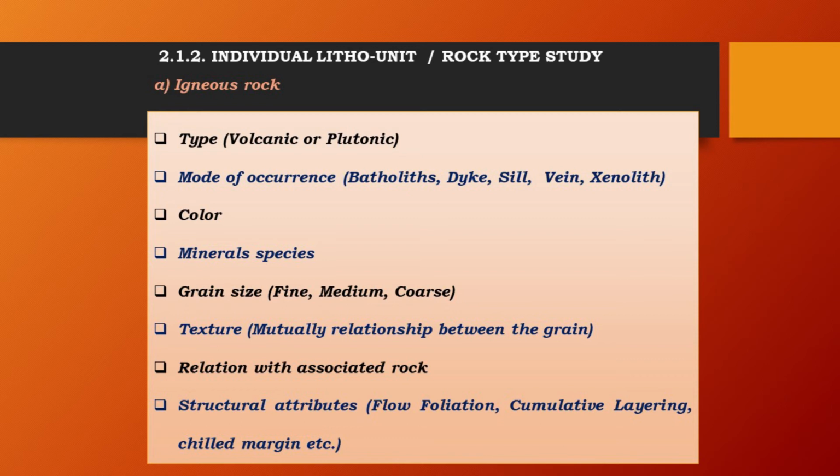What is the color and major mineral composition of a particular igneous rock? It could be mafic or felsic. What are the mineral species, what is the grain size, ranging from fine, medium to coarse, what is its texture, that is, the mutual relationship between the grains, and its relation with the associated rock. And we should also see if there are any structural attributes present within the igneous rocks, like flow foliation, cumulate layering or chilled margin, etc.